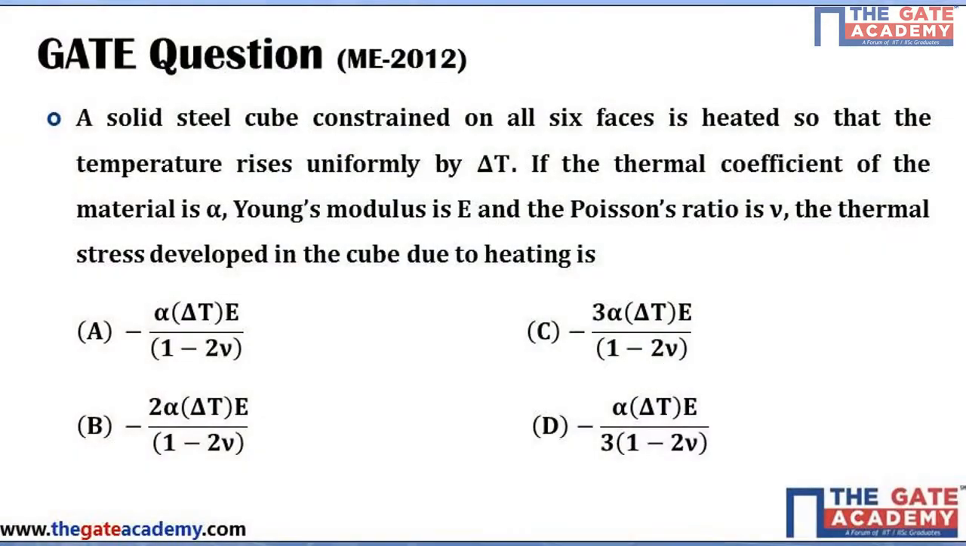Let's read out the question. You can see on the screen, it's given that a solid steel cube constrained on all 6 faces is heated so that the temperature rises uniformly by delta T. If the thermal coefficient of the material is alpha, Young's modulus is E and the Poisson's ratio is nu, the thermal stress developed in the cube due to heating is... This completes the question, and they have given the options.